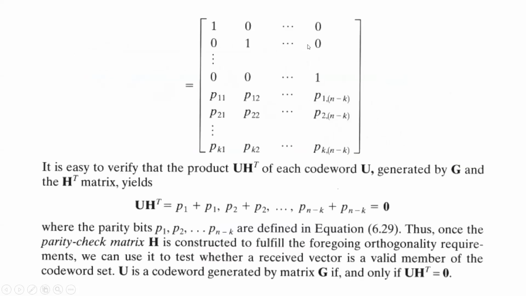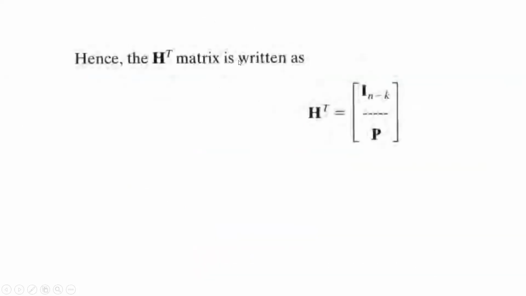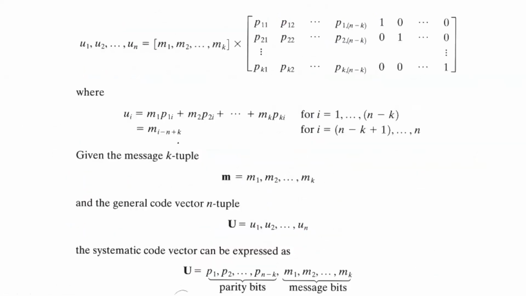So let me take an example here. Let me show you the G first. This is my G, a general kind of G where the elements are not specified. How many rows are there? K rows. How many columns? N columns. How many parity bits are there in one column? N minus k. What is the size of this identity matrix? K cross K. So this is G.